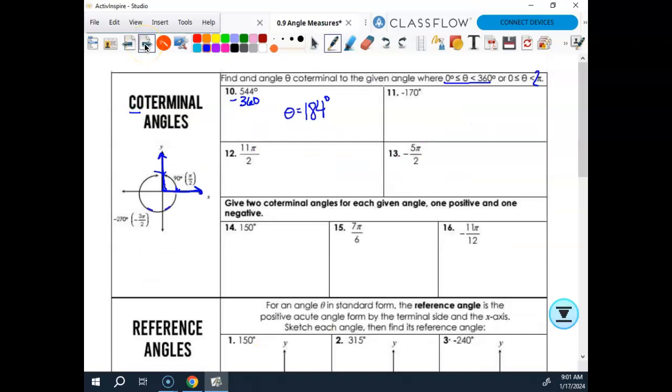Okay, so now let's look at negative 170. That's clearly, again, not between 0 and 360. So if I was going to go negative 170, this time I would need to add the 360 to make it positive. If I add 360, that's really just like 360 minus 170. What does theta become? 190. Y'all agree with that? Okay. So you're just adding or subtracting 360.